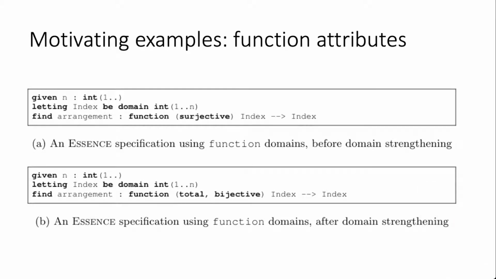In this example, we have a function that is declared to be surjective, and it goes from the same domain to the same domain. So it goes from an integer domain 1 to n to an integer domain 1 to n. If you think a little bit about this, you can convince yourselves that such a function will have to be total and bijective as well. If you are covering everything in the codomain of this function, and you have the function property that the same value cannot map to two values in the codomain, it will have to be injective as well, hence total and bijective. So this is just a motivating example.